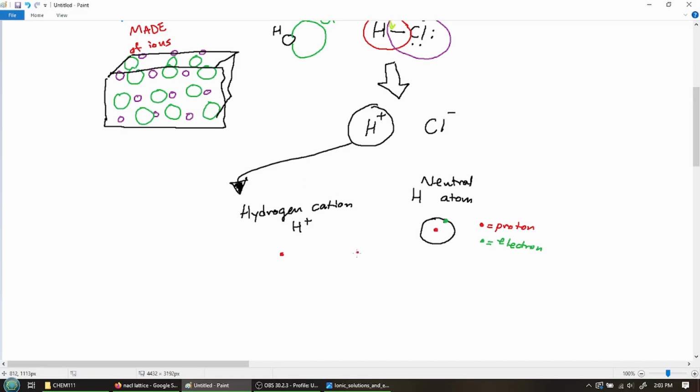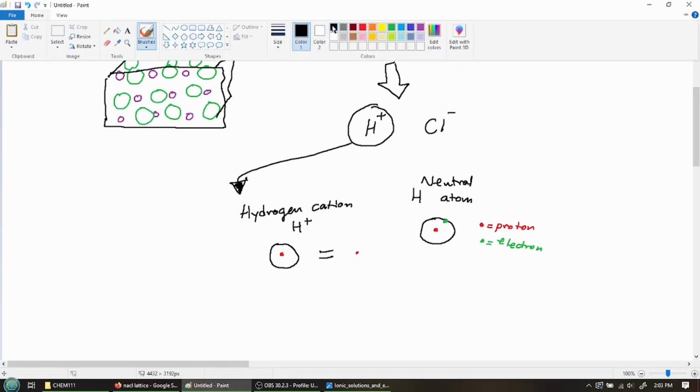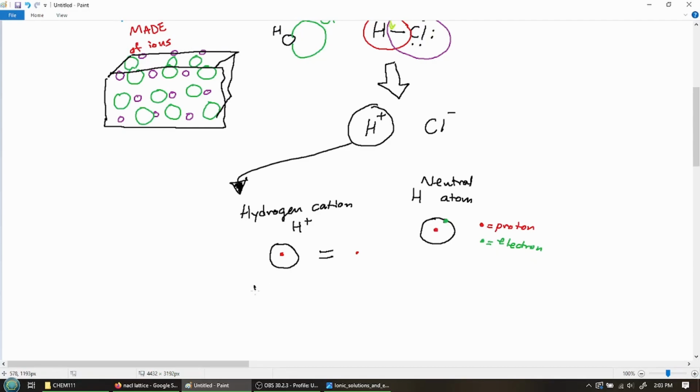Let me just go ahead and put that dot over here too. We could say this, where the hydrogen has no electrons around it. Let me make that a bit more clear. I want to make sure I don't make it seem like there's anything there, which is the same as this. Okay, so what I'm going to say is that H plus is just a proton.